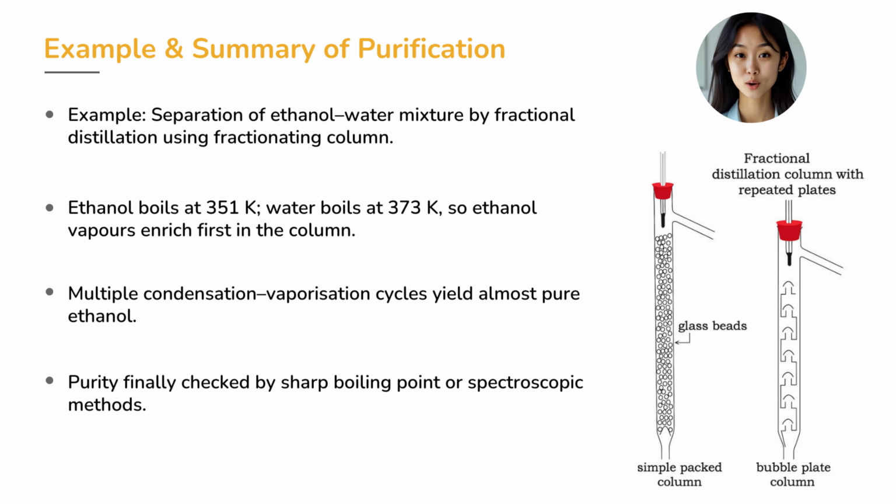Finally, let's see purification in action with a classic example: separation of ethanol from water using fractional distillation. Ethanol boils at 351 Kelvin, water at 373 Kelvin. When the mixture is distilled through a fractionating column, ethanol vapor rises first and enriches with every condensation vaporization cycle inside the column. What we collect is nearly pure ethanol, which can then be checked by its sharp boiling point.